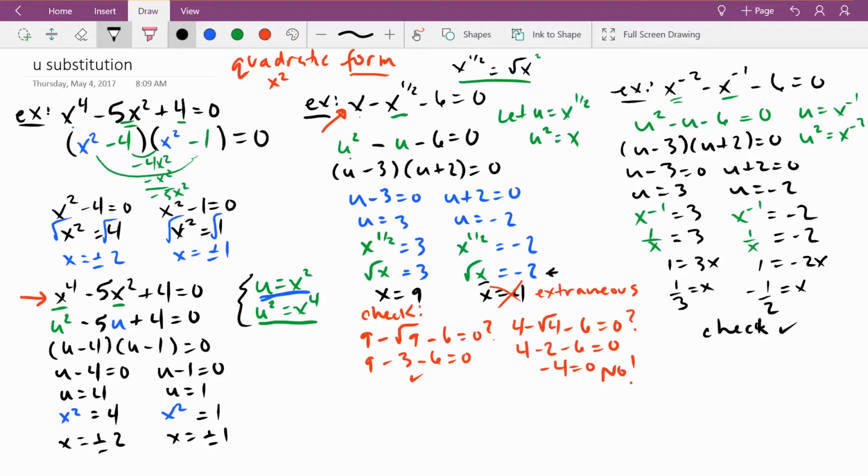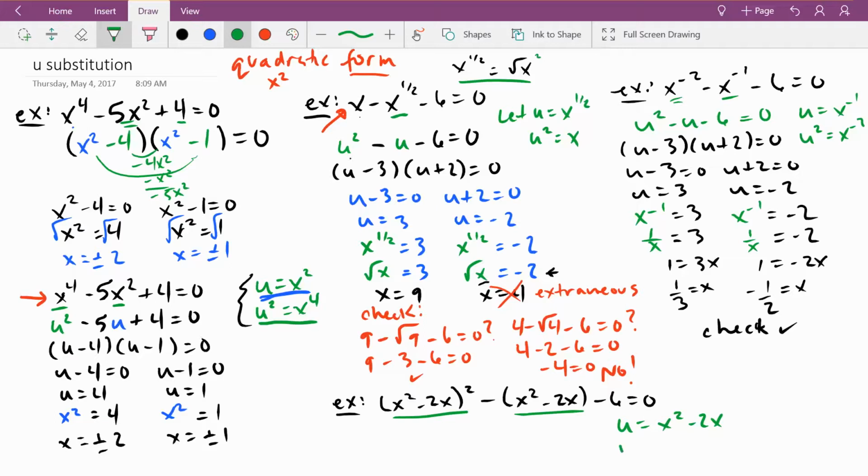Alright, one last example. We're not going to finish it all the way through, but I do want to point out that these can get pretty nasty, in which case using substitution becomes more and more beneficial. So, just as before, what should u be? You should let u be this middle guy here. So if u is x squared minus 2x, then u squared would come out to that: x squared minus 2x, squared.